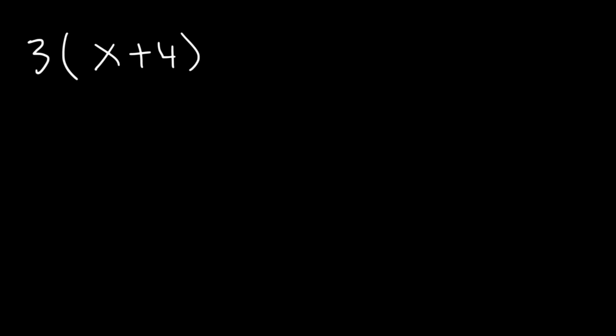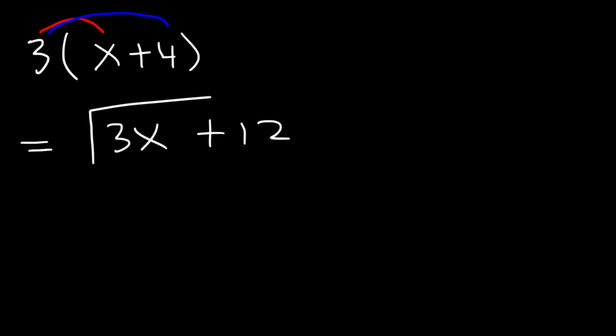Now there's something called the distributive property. We need to distribute 3 to x and 4. 3 multiplied by x is simply 3x. And 3 multiplied by positive 4, it's 12. So this expression is equal to 3x plus 12.